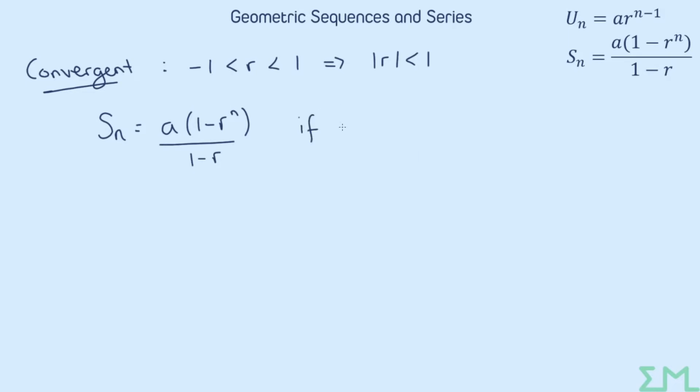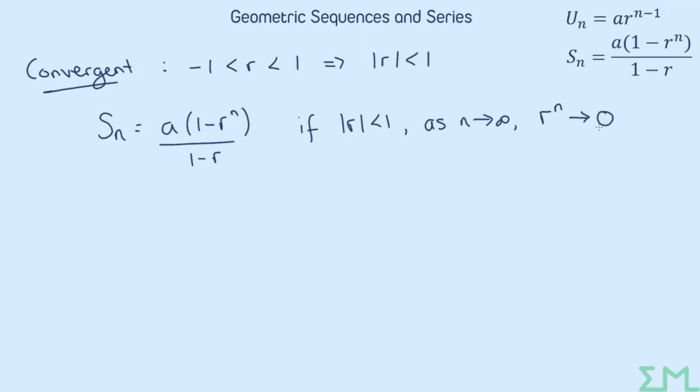Now, if mod r is less than 1, then as we take n to infinity, the value of r to the n is going to get smaller and smaller. So let's take our example of, I don't know, a third. If I keep raising a third to higher and higher powers, I would get a third, a ninth, and then 1 over 81, etc. The point is it's getting smaller and smaller, so we can say that it tends to 0.